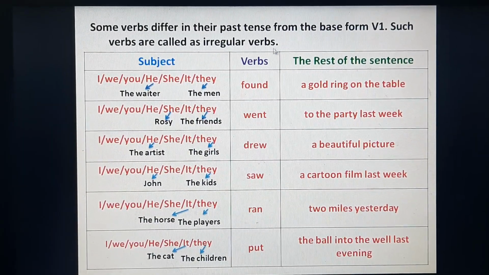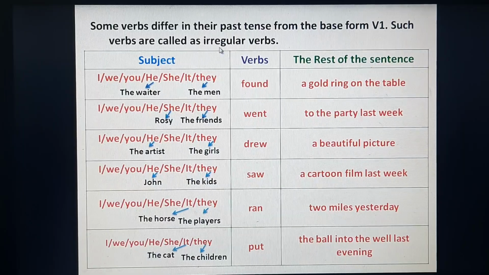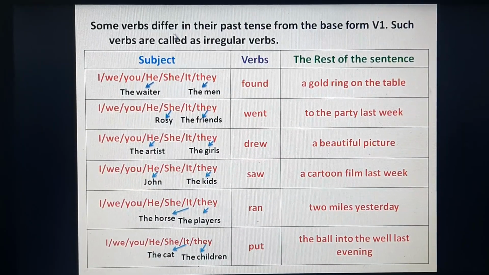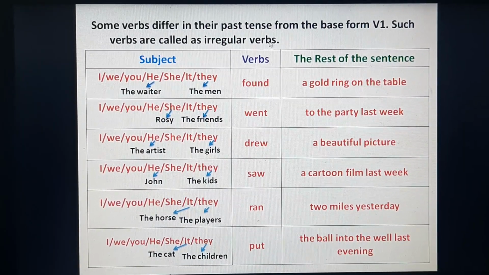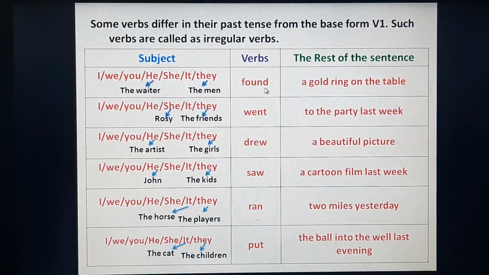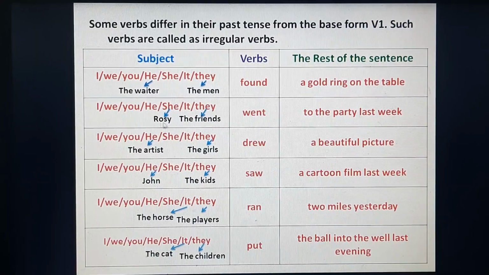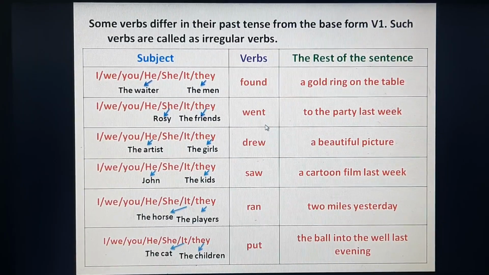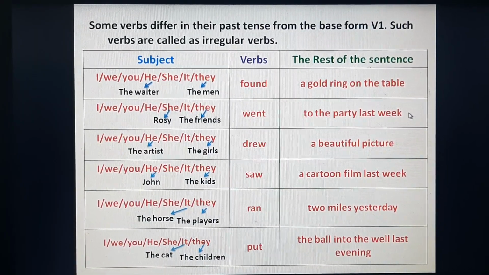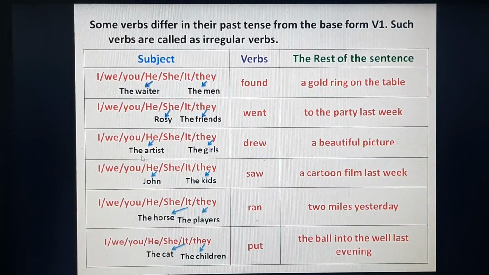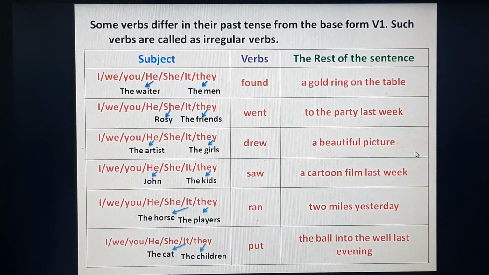Some verbs differ in their past tense from the base form V1. Such verbs are called irregular verbs. So the present tense form will be different from the past tense form. Find, found. We found a golden ring on the table. Go, went. She went to the party last week. Draw, drew. The artist drew a beautiful picture.